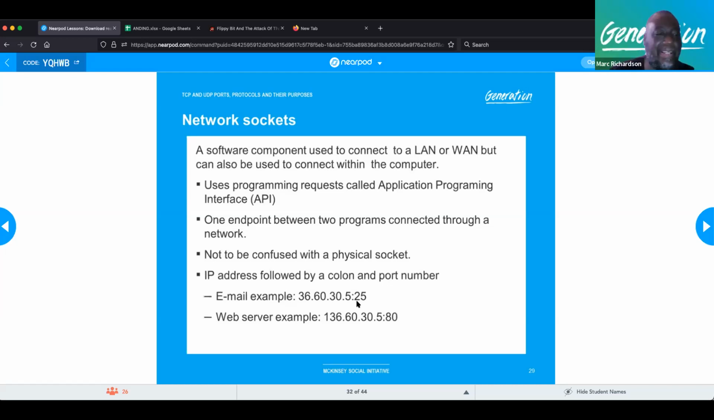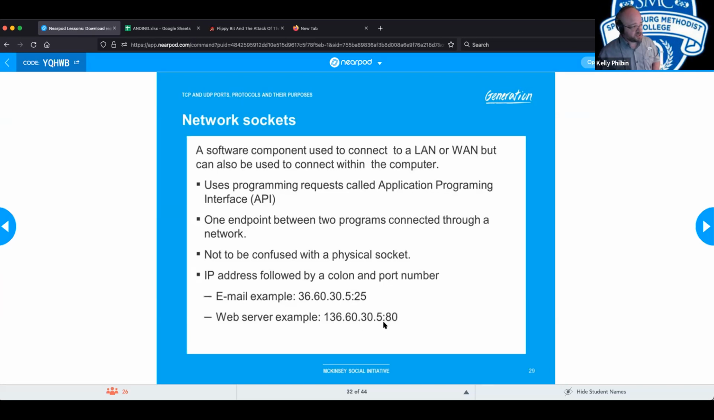Come on, guys, you got this. Yes, Rachel. SMTP. What is that? The quick way to remember it? Send mail to people. So we're sending out an email, so it's going out port 25. So 25 is SMTP.